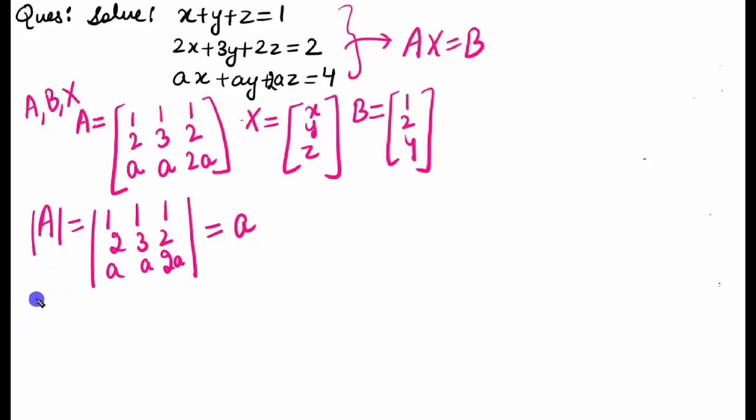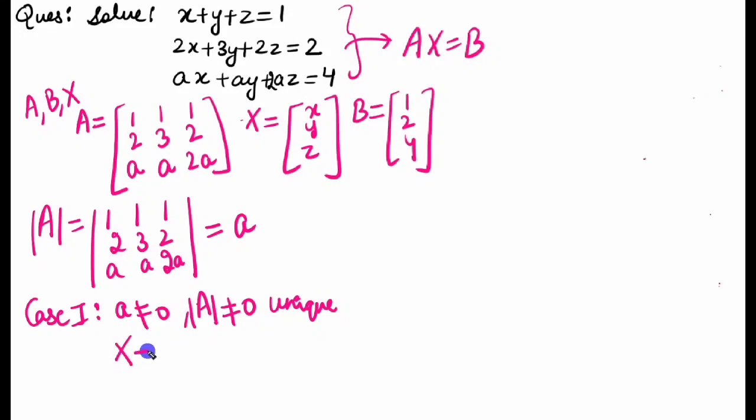So now we are having, first of all, case number 1, when A is not equal to 0 and A is a non-zero number, then the determinant of A will also be non-zero. तो अगर यहाँ पे determinant of A non-zero हुआ, then the system of linear equations will be having a unique solution, and that unique solution will be given by X is equal to A inverse B.